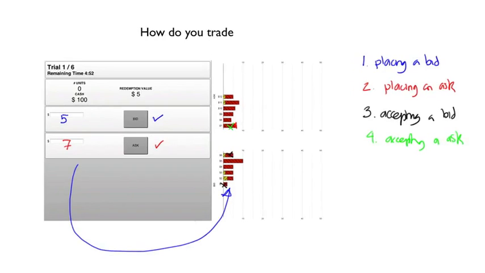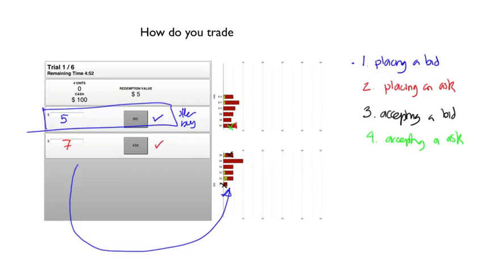So just to summarize, because this may be complicated if this is the first time you have seen it, there are 4 ways you can trade. First, by placing a bid, which is done here. I'm using the relevant colors. And remember, this basically tells everyone else that you want to buy from them. This is an offer to buy from others.